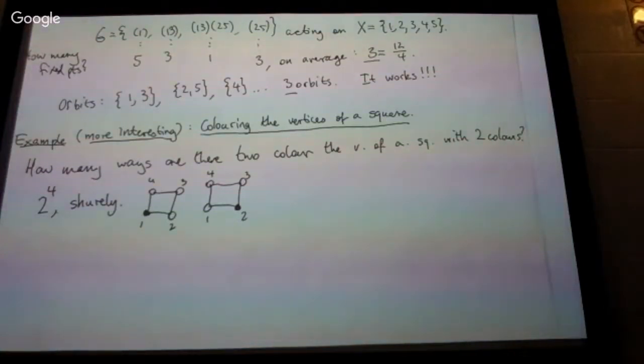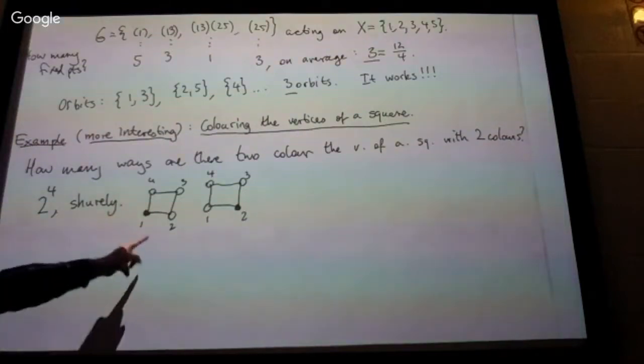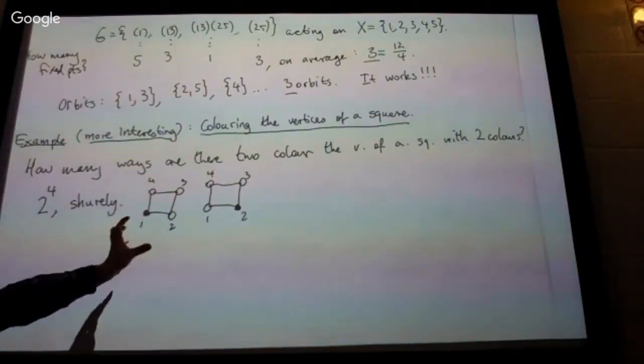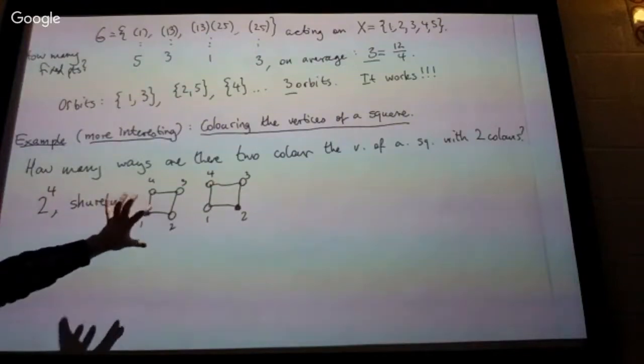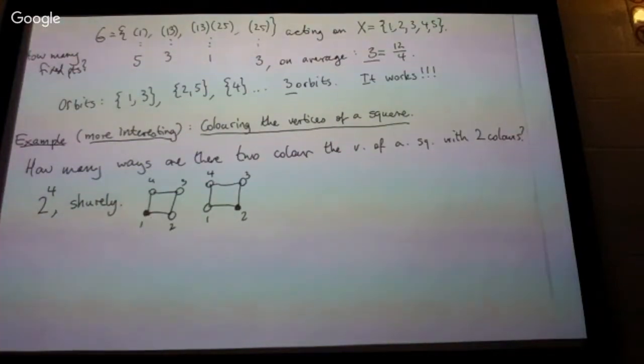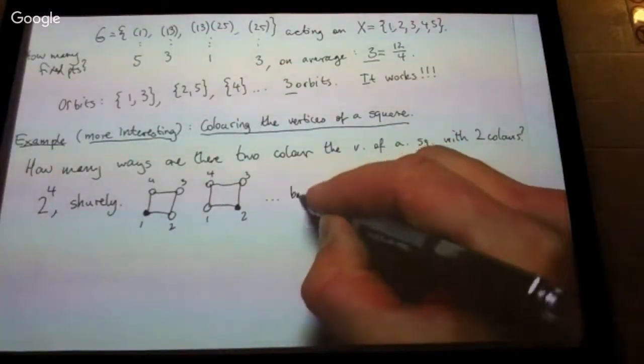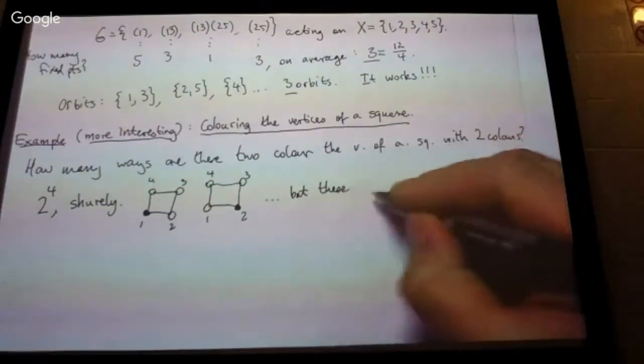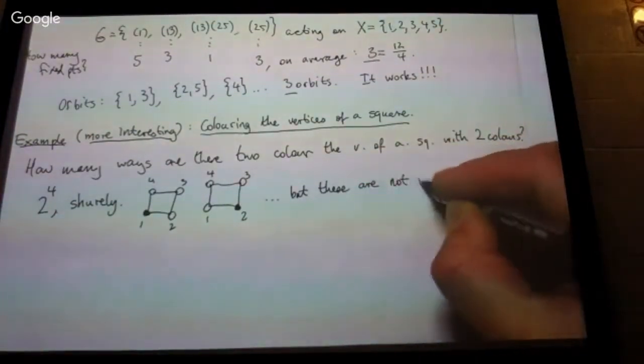But that's not what we really want to know. What we really want to know is how many different ways there are such that you can actually distinguish them when you look at all the symmetries. Not rigid motions, but the real symmetries. But these are not really different.